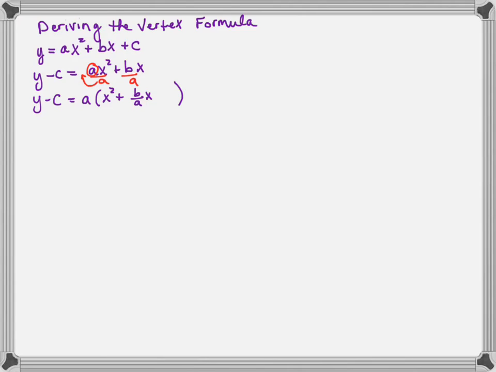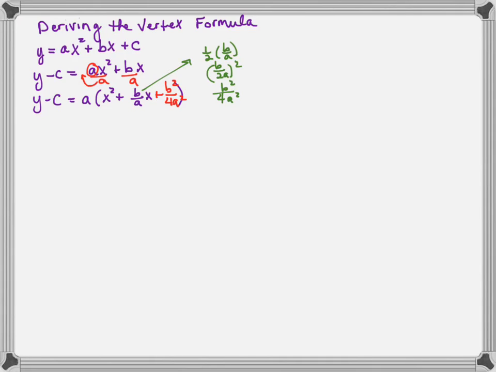Notice I put the a with the b. Again, I'm going to treat that as a number, so b over a is the coefficient of x. And I left space after b over a x because now I'm going to complete the square. So you take the middle coefficient, you take half of it, so half of b over a is b over 2a, and then I'm going to square that to get b squared over 4a squared. So that's what I need to add to the right hand side.